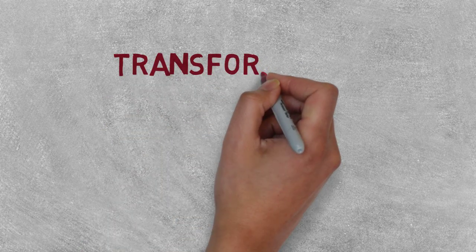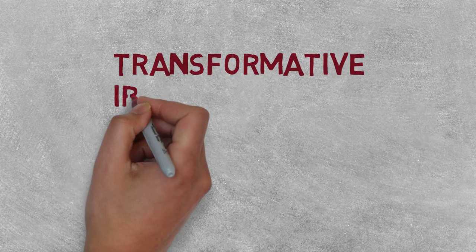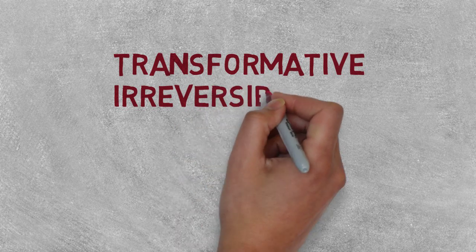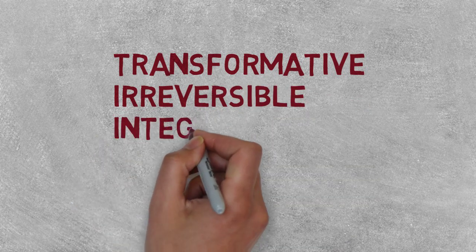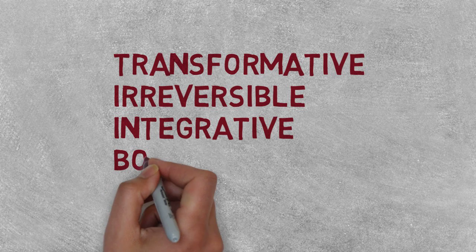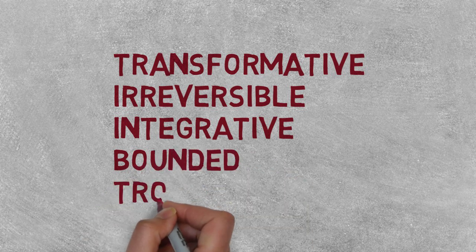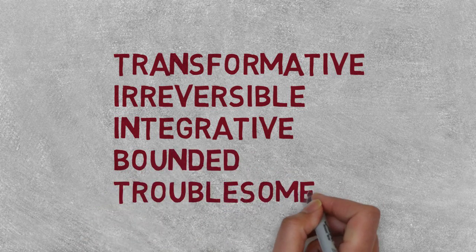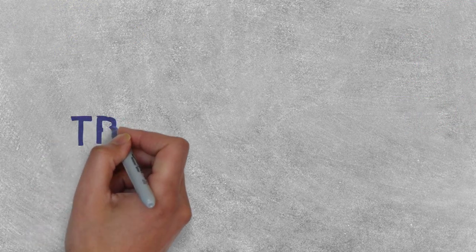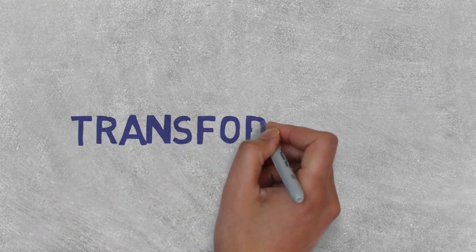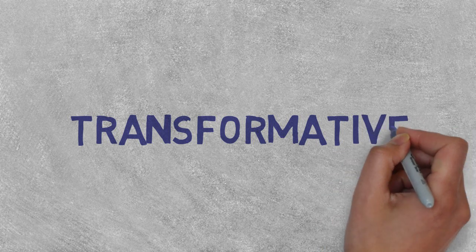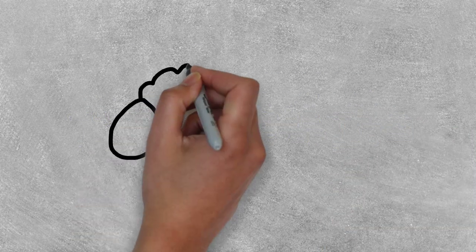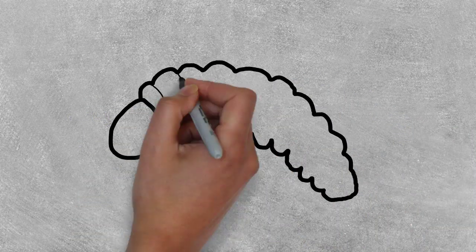There are 5 characteristics of threshold concepts. I shall take you through each one: transformative, irreversible, integrative, bounded, and troublesome. So firstly, transformative. One aspect of threshold concepts is that once you have fully absorbed a concept, you change the way that you view the world.